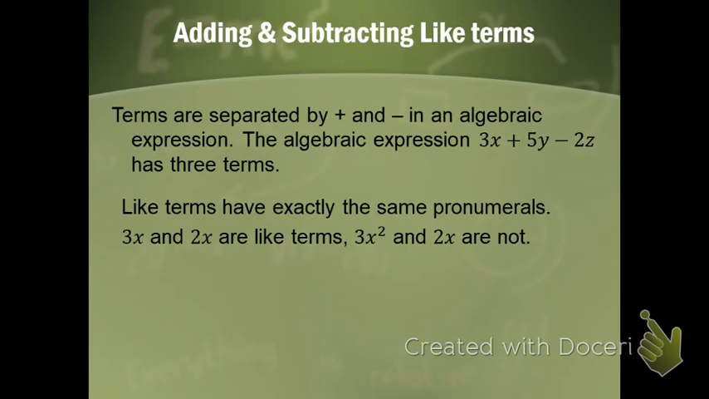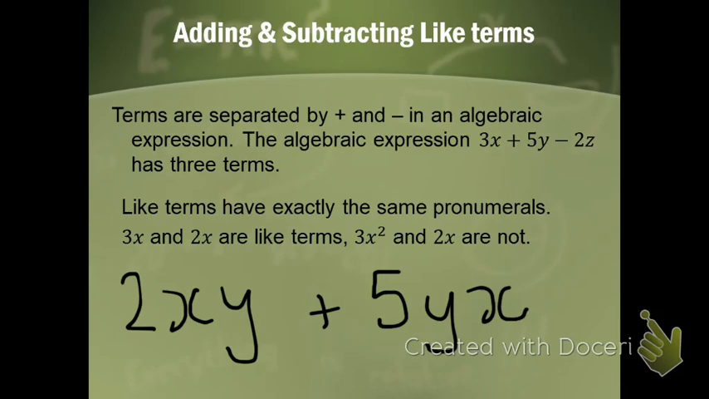Having a look at another one, we can have 2xy plus 5yx. We need to decide if these are like terms. Is xy, the pronumeral in the first term, the same as yx, the pronumeral of the second term? Well, if we consider some numbers, let's look at 2 and 3. 2 times 3 equals 6. 3 times 2 also equals 6. So x times y is equal to y times x. Therefore, 2xy plus 5yx, they are like terms.